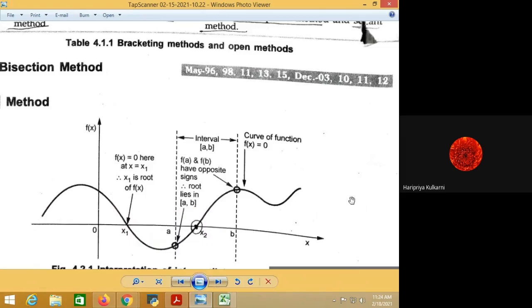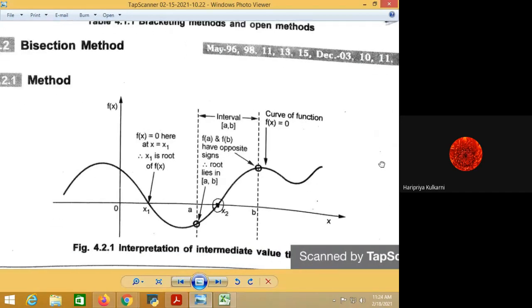Good morning, students. Today we are going to study the bisection method, which is one of the bracketing methods to solve polynomial or transcendental equations. Okay, so let us understand the logic behind the bisection method.